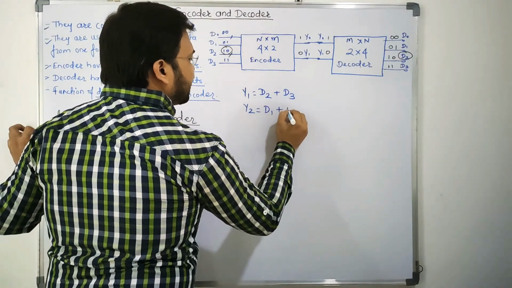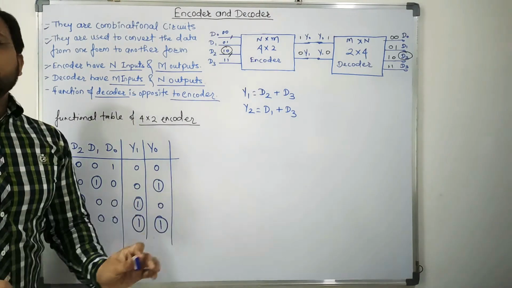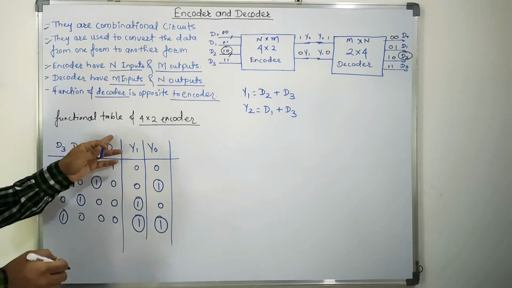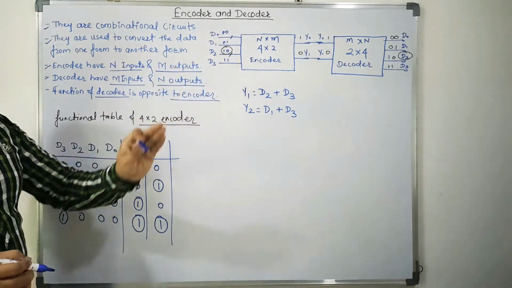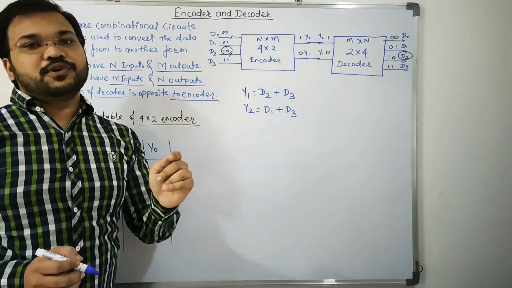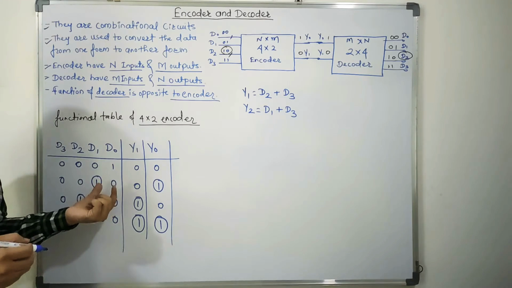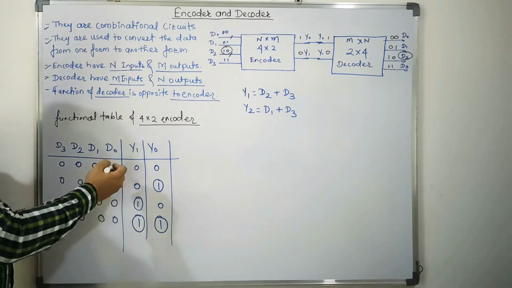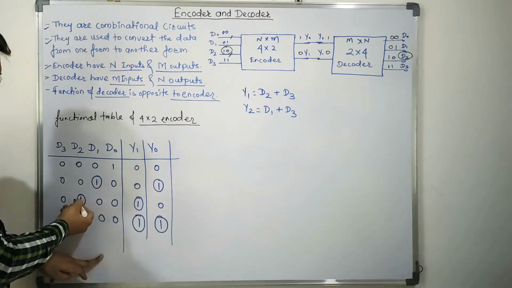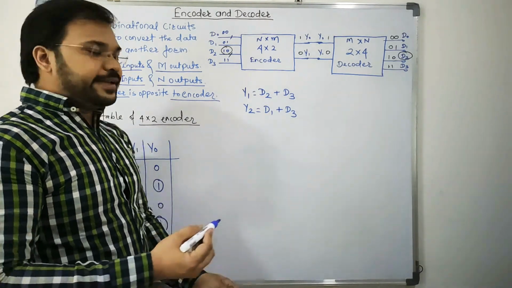You can find out these values by using a K-map also, but in this case, according to the definition of an encoder, at a time only a single input is going to be active high, so we have no need to go for a K-map. You can directly find out the equation. Y1 is D2 plus D3, so by using this you can find out the value.